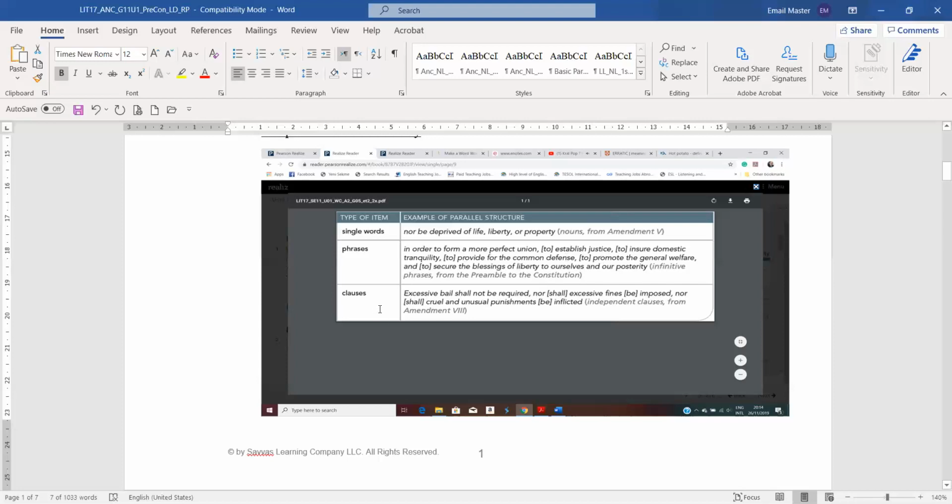How about the clauses? Excessive bail shall not be required, nor shall excessive fines be imposed, nor shall cruel and unusual punishment be inflicted. These are all independent clauses from the text, like nor shall not be required, nor shall excessive fines be imposed.